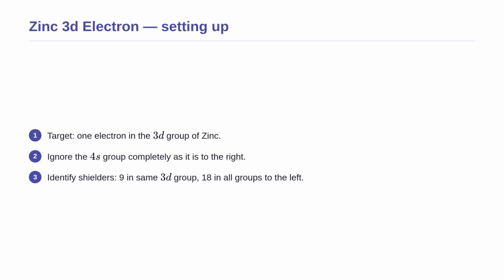Let us compare that result by looking at a different electron in the exact same zinc atom. This time, our target is one of the inner 3d electrons. According to Slater's rules, we must completely ignore the 2 electrons in the 4s group because they are to the right of our target and provide no shielding. For the remaining electrons, we have 9 other electrons in the same 3d group and 18 electrons in all the groups to the left of the 3d orbital.